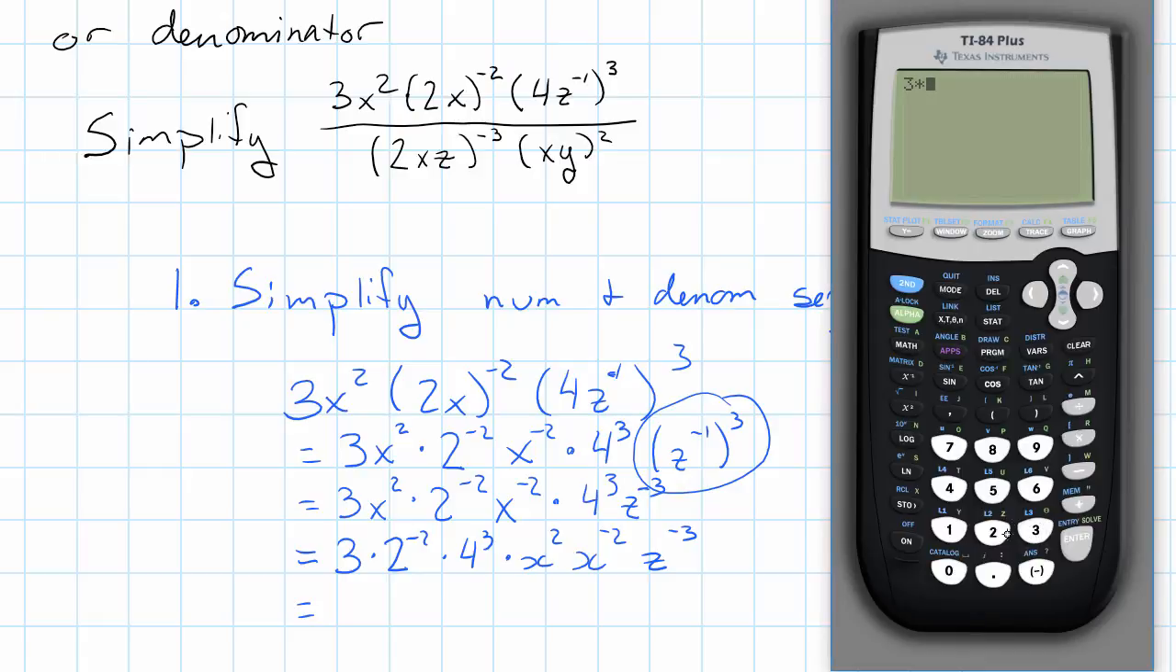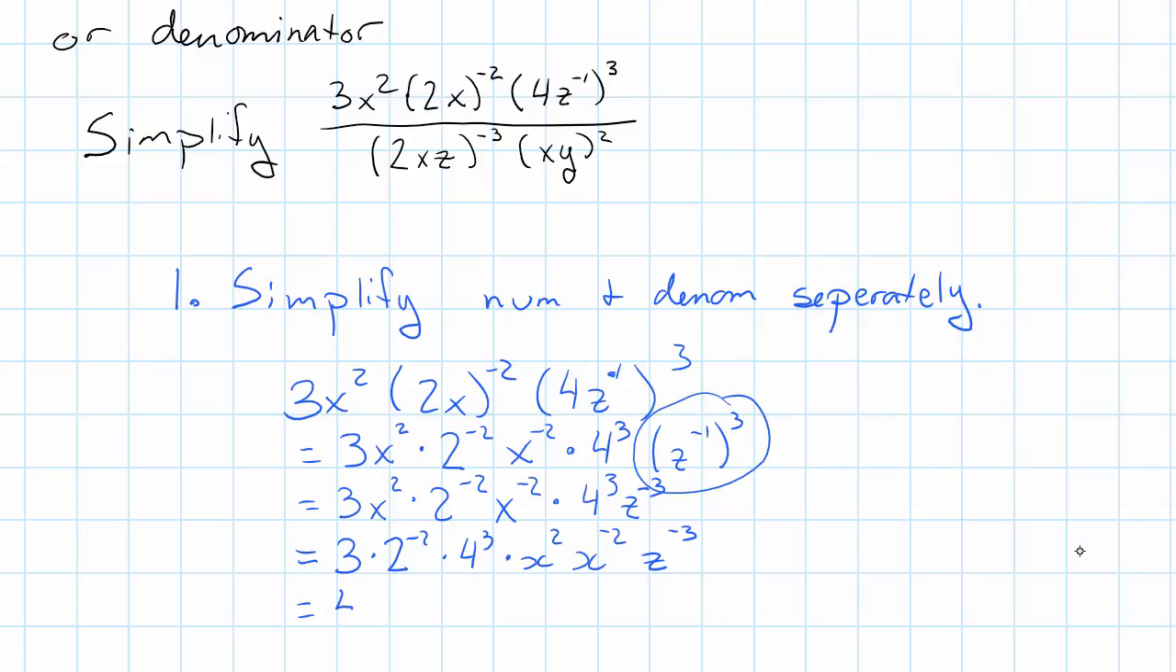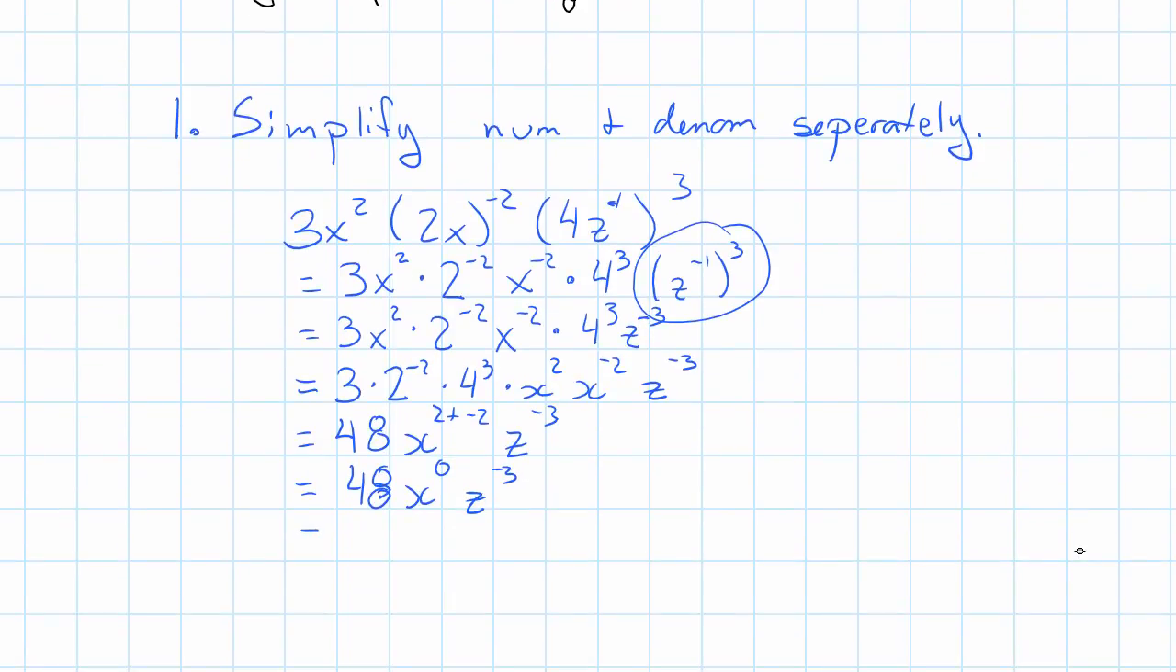We'll have 3 times 2 to the negative 2 times 4 to the third, which is 48, x to the 2 plus negative 2, z to the negative 3, which is 48, x to the 0, z to the negative 3. X to the 0 is just 1, so this is just 48 z to the negative 3.